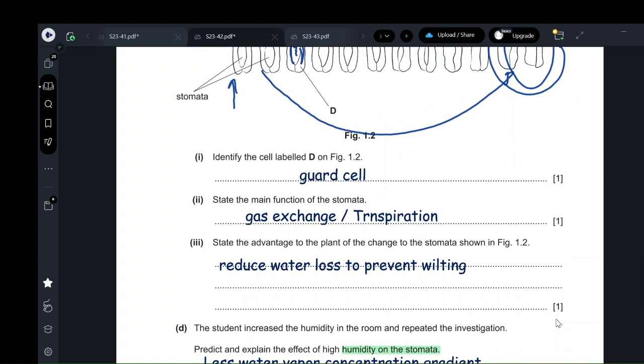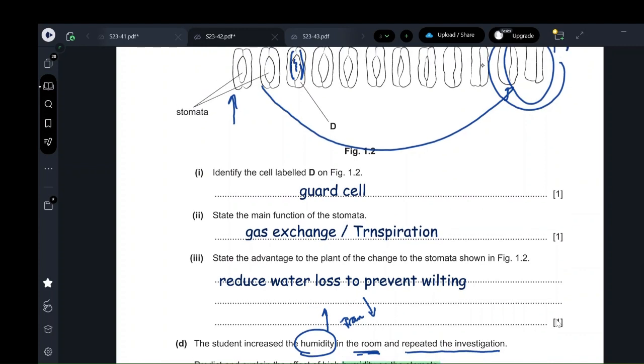The student increased the humidity in the room and repeated the investigation. We agreed that when humidity increases, transpiration decreases. They are opposite. Predict and explain the effect of high humidity on the stomata. Take care. He is not asking you the effect on the plant. He is asking you the effect on the stomata. Effect on the stomata. That's a new question.